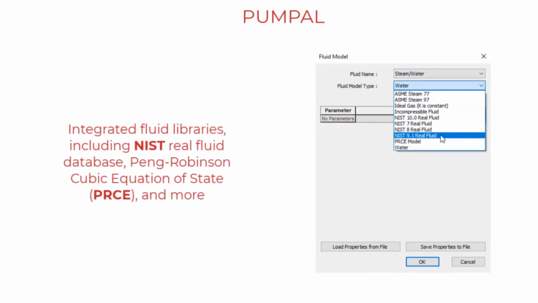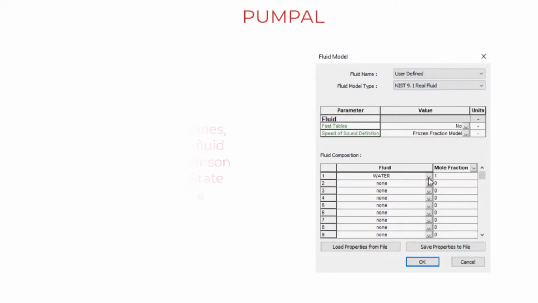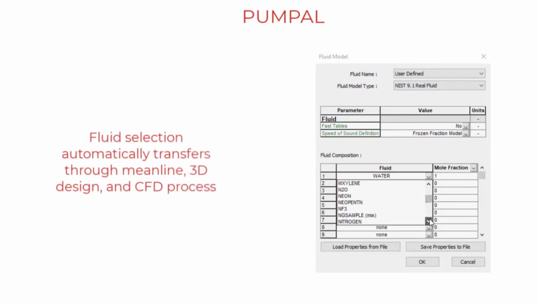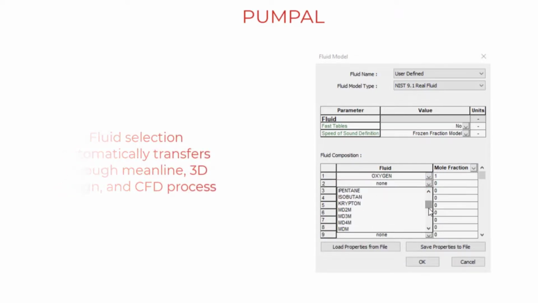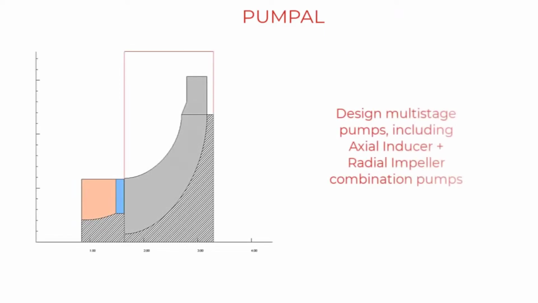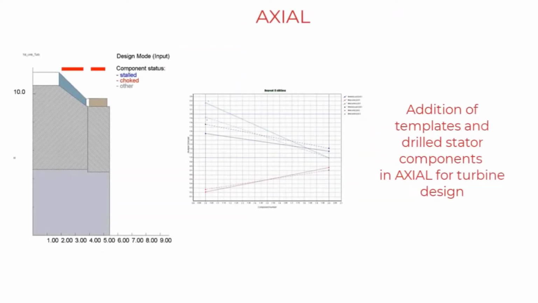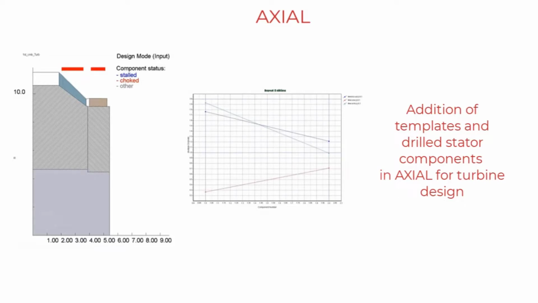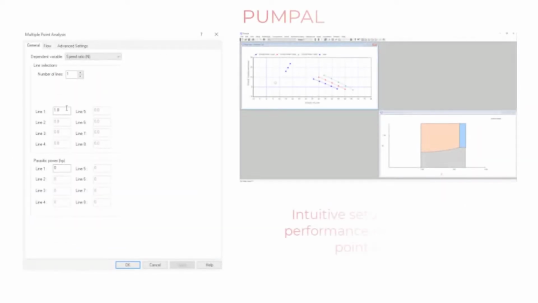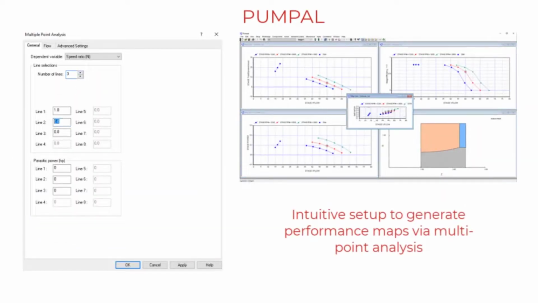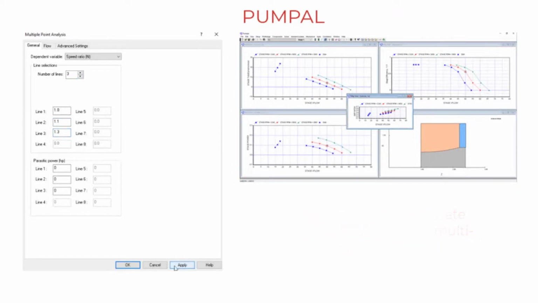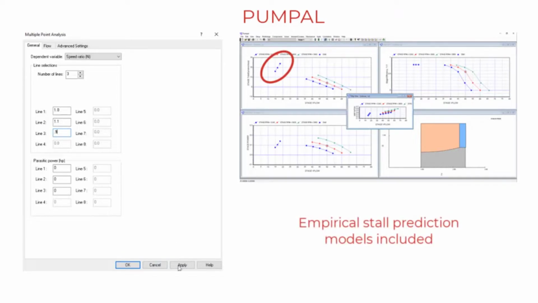We also have integrated fluid libraries, including MIST and PRCE, to allow you to use real fluids with your design. Here, we can include multiple stages where we can design our pump with an inducer and a radial portion. And in Axial, we will have our templates, including drilled nozzles. If we want to look at performance maps, we can simply leverage our multi-point analysis tool, as well as a stall prediction to understand the limitations of our map.